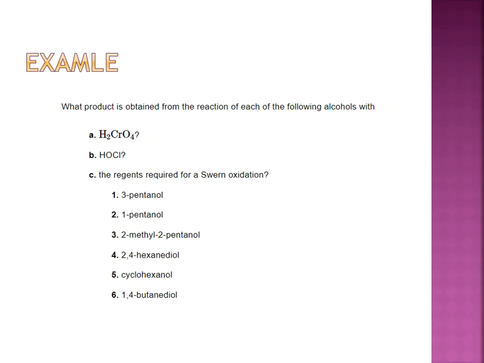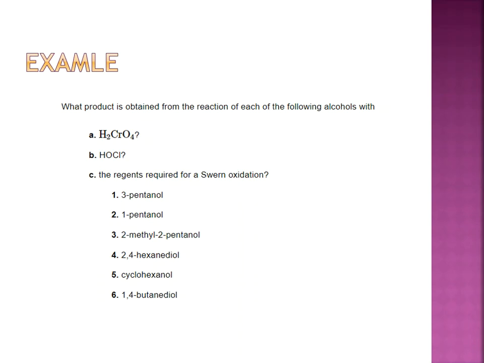This is where we left off. I gave you an example problem, and the example problem said, what product is obtained from the reaction of each of the following alcohols with A, B, C? A was chromic acid, B was HOCl, which is aka bleach, or hypochlorite ion, and C are the reagents required for the Swern oxidation. They didn't even bother writing the reagents, they just gave you the name of the reaction, Swern. And you're supposed to know what goes on and what kind of product is formed from these reactions.